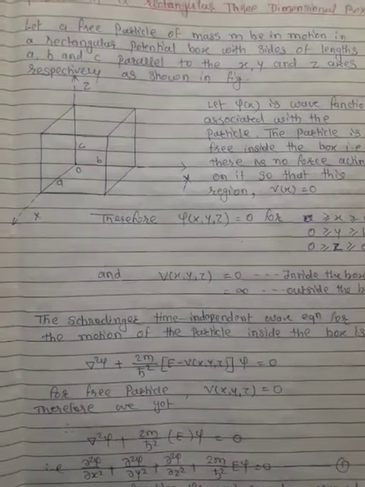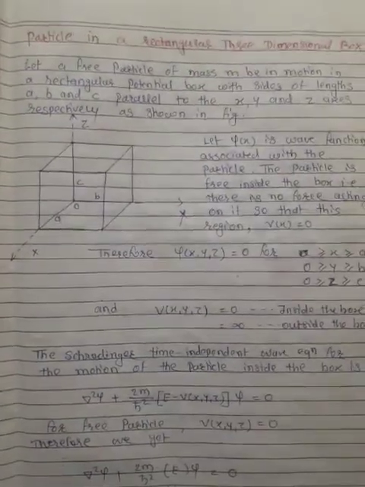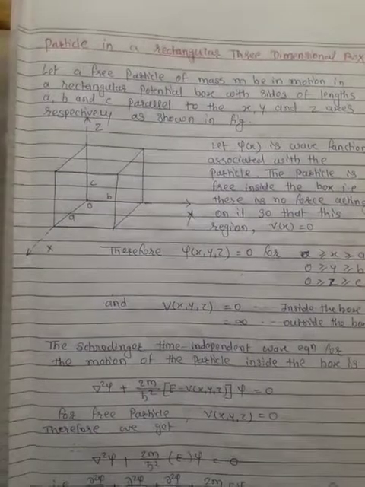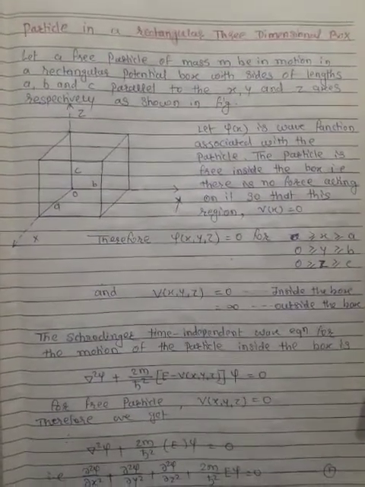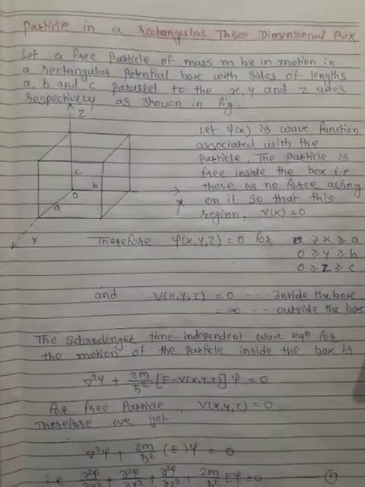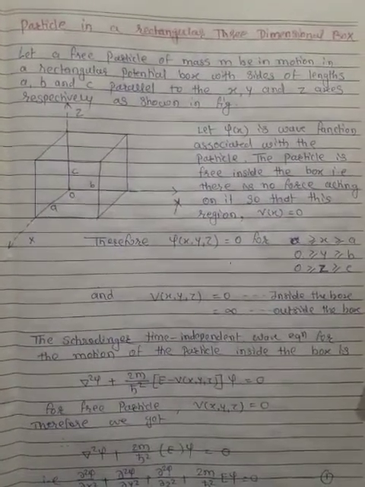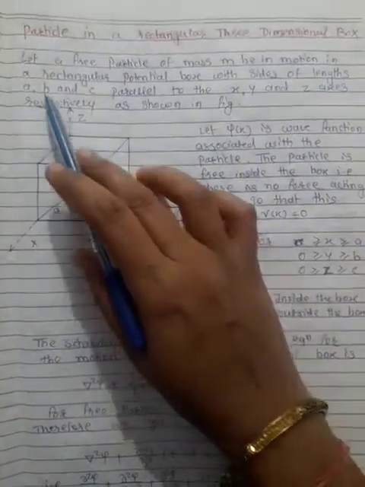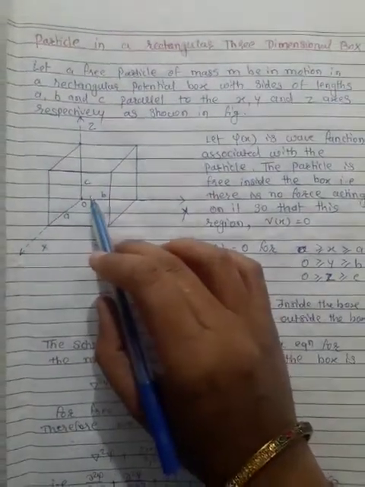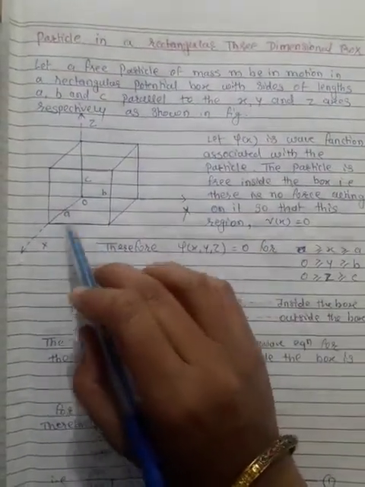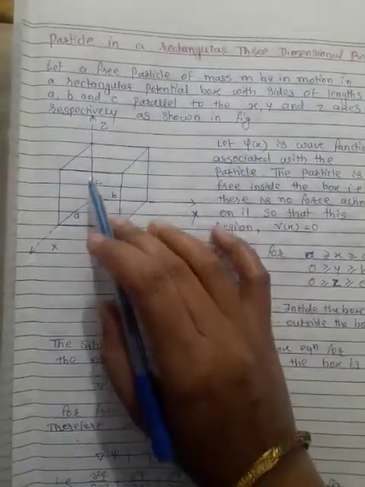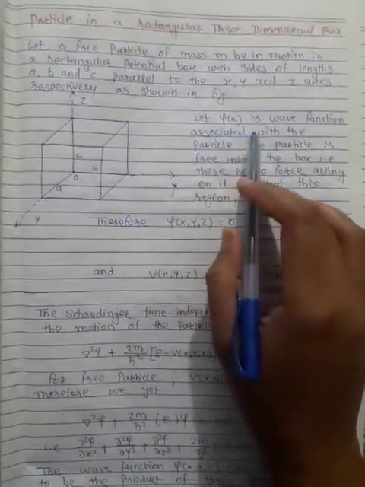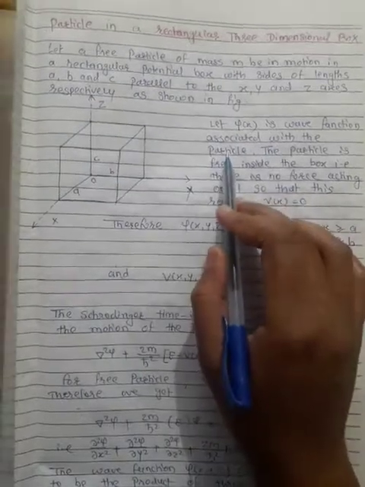Good afternoon, students. Today we will study the particle in a rectangular three-dimensional box. This is an application of the Schrödinger time-independent wave equation. For this, we consider a free particle of mass m in motion in a rectangular potential box with sides of length a, b, c along the x, y, z axes: a along the x axis, b along the y axis, and c along the z axis, as shown in the figure. Let psi(x, y, z) be the wave function associated with this particle.